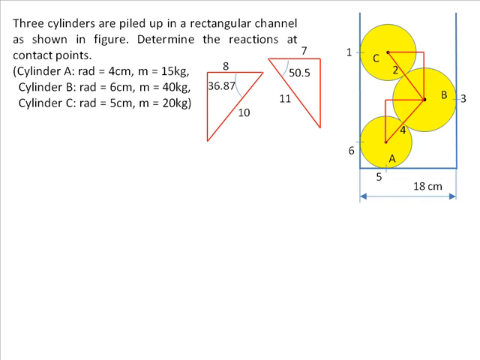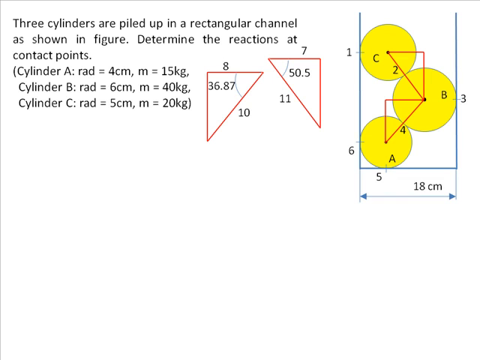So you see these two triangles. Let's take the top triangle. The hypotenuse is 11, because the radius of cylinder C is 5, and the radius of cylinder B is 6, and 5 plus 6 is 11. The base is 18 minus 5 minus 6, so 18 minus 11, that is 7. Once we have this base and hypotenuse, we can find that angle as 50.5 degrees.